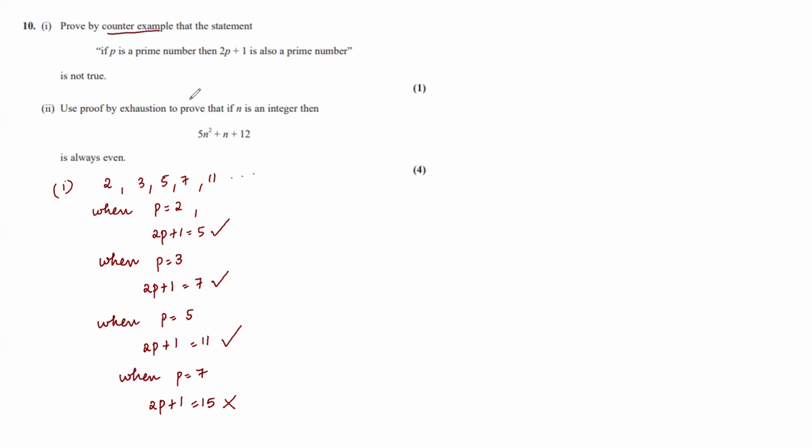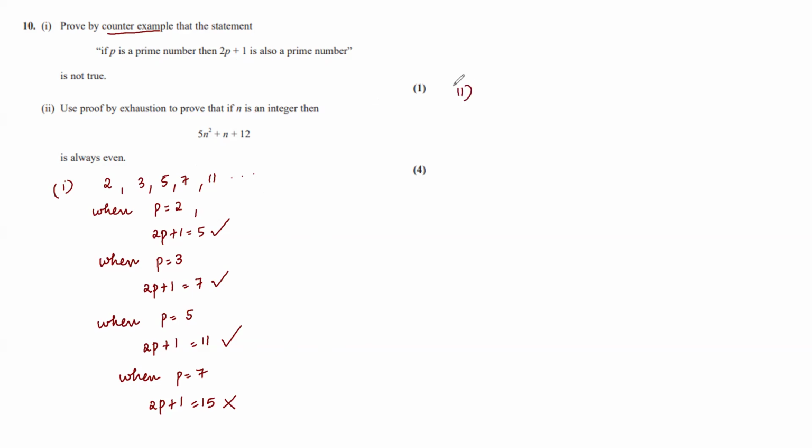Counter example means we can just show or prove by taking any one of the examples. Even if any one case is not satisfying the condition, then the statement is not true. So in this case, when p is 7, 2p plus 1, we got 15. 15 is not a prime number. So therefore, by counter example, the statement, if p is a prime number, then 2p plus 1 is also a prime number, is not valid, is not true.